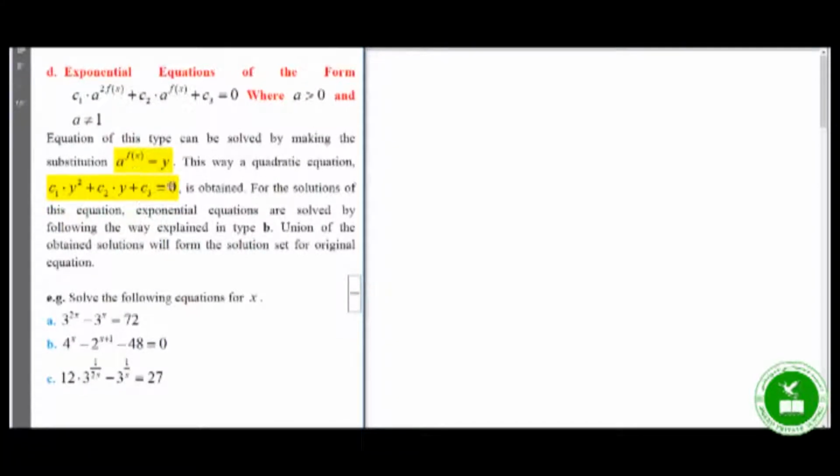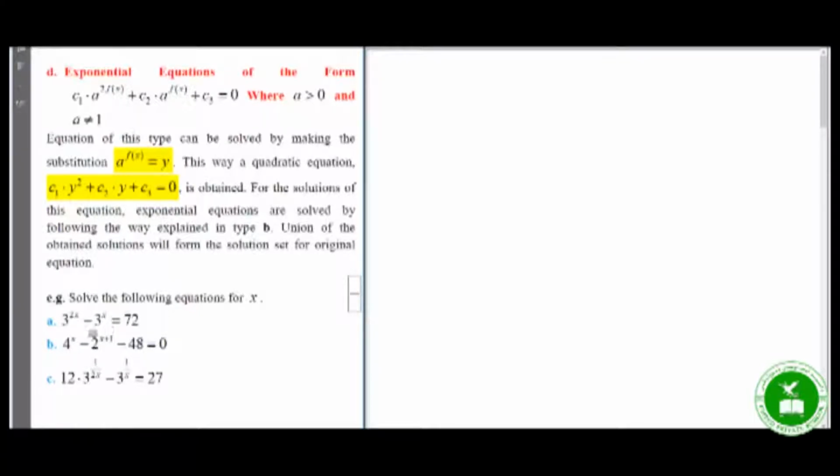The new equation which we found will be a quadratic equation. We will solve the quadratic equation and then, by using the second type of exponential equation, we will find the value of x.